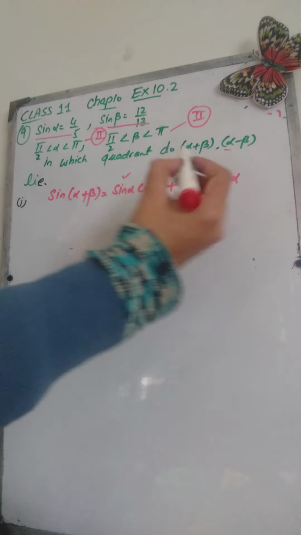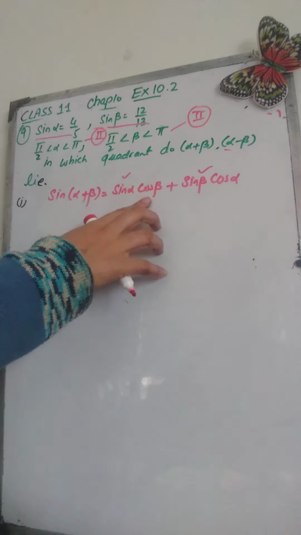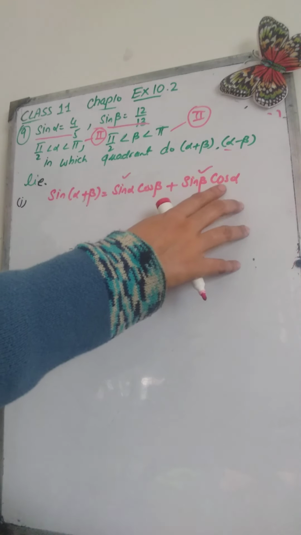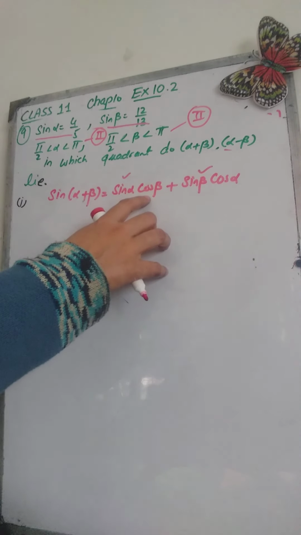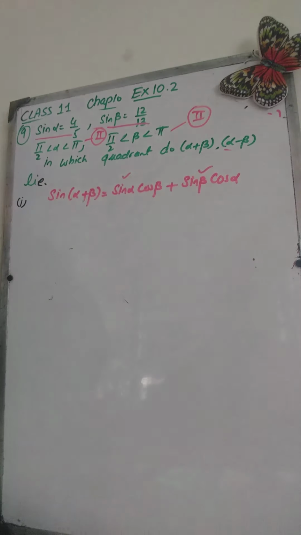So we have sine alpha and sine beta, but in order to calculate sine of alpha plus beta, we will require cos beta and cos alpha. Cos alpha can be calculated with the help of sine alpha, and cos beta can be calculated with the help of sine beta. So I am going to calculate these two, which will help me to find sine of alpha plus beta.